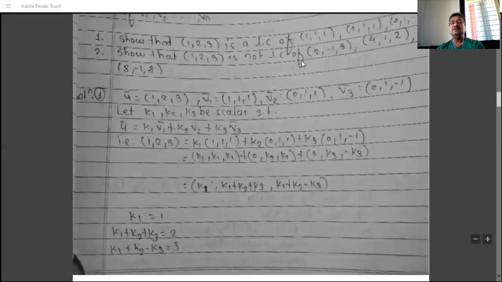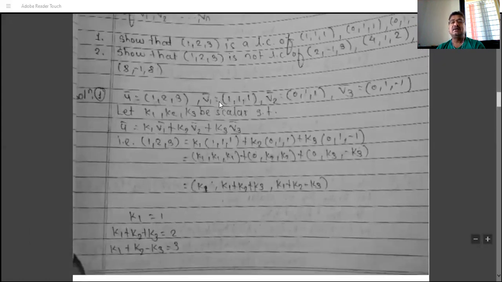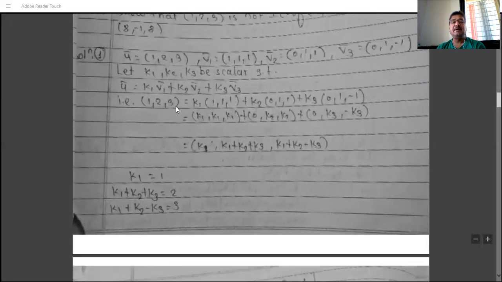So one vector can be a linear combination of 3 vectors, 2 vectors, 4 vectors, 5 vectors, or n vectors. Or one vector is not a linear combination of 3 vectors or 2 vectors. Okay, so let k1, k2, k3 be scalars such that u bar is equal to k1 v1 plus k2 v2 plus k3 v3. Now we have to find the values of k1, k2, k3 by solving this equation. So write u bar as (1, 2, 3), v1 bar as (1, 1, 1), v2 bar as (0, 1, 1), and v3 bar as (0, 0, -1).